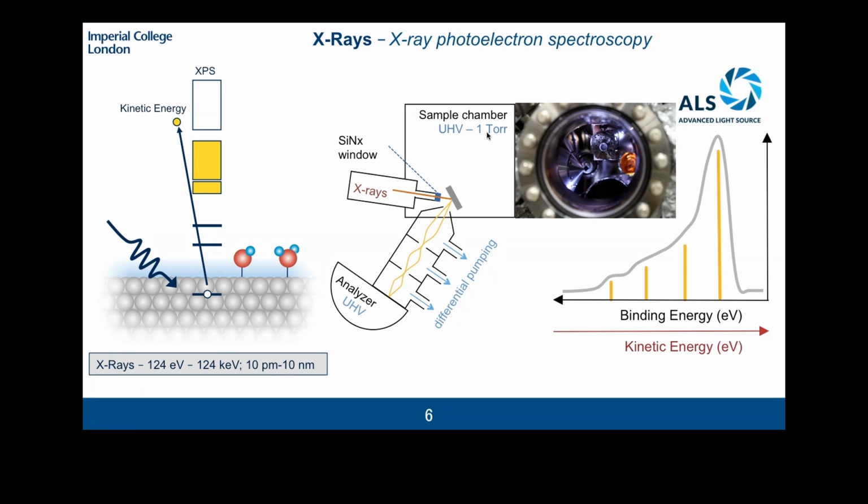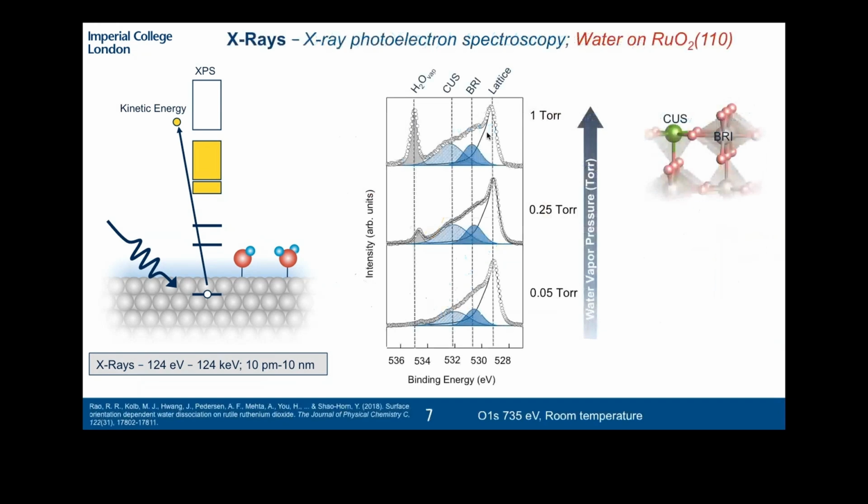So one example is work that I've been looking at in my PhD, which is the interaction of water with rutile ruthenium oxide. And this is, for example, an oxygen 1s spectra as you dose water in the chamber, starting from 0.05 torr and going all the way up to 1 torr. And you see that as you dose water in the chamber, you have these different species that evolve with the increasing relative humidity.